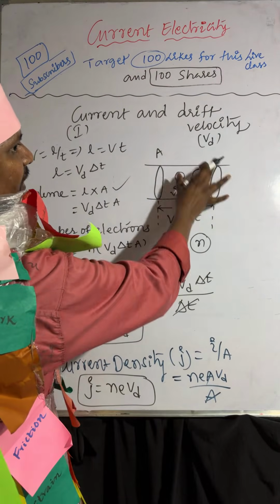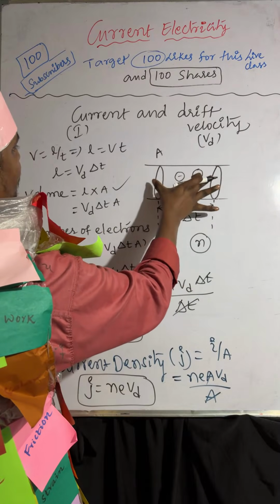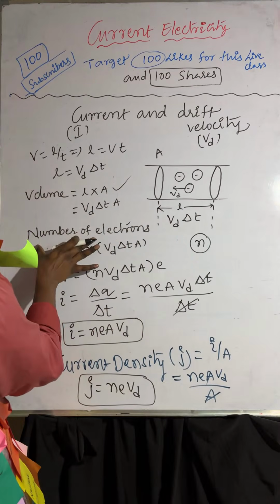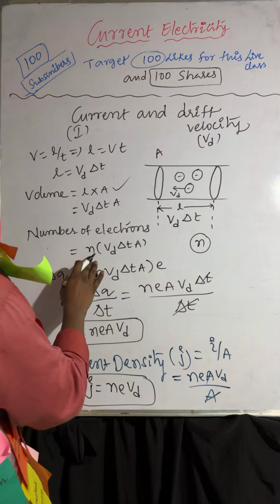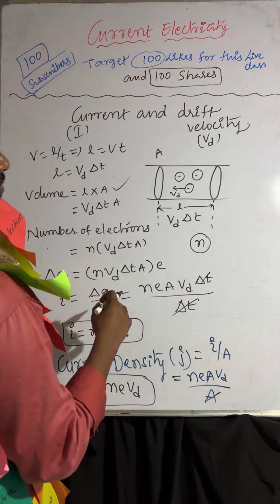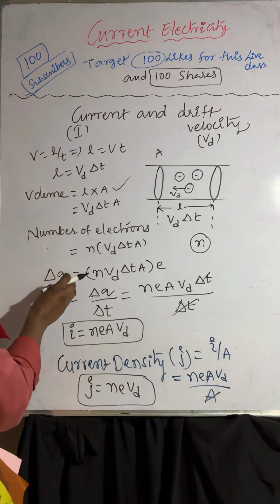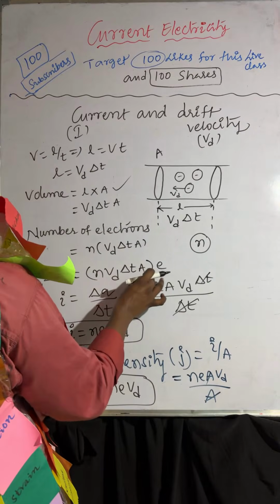So we are taking this area of the cross section, and the volume we are considering within this portion is length into area of the cross section. The number of electrons present in the particular volume is n into Vd into delta T into A, where n is the electron density. So the flow of charge, with quantization of charge, is n e Vd delta T A.